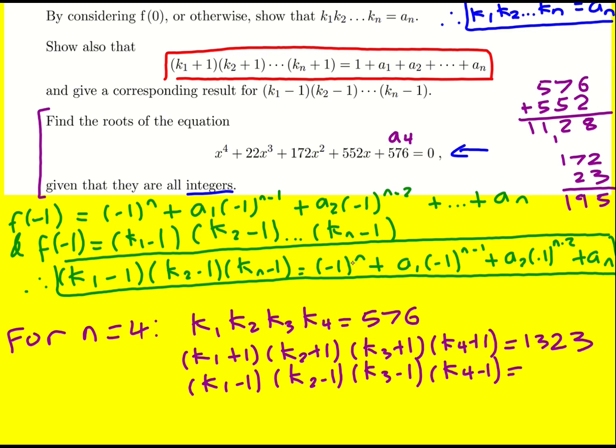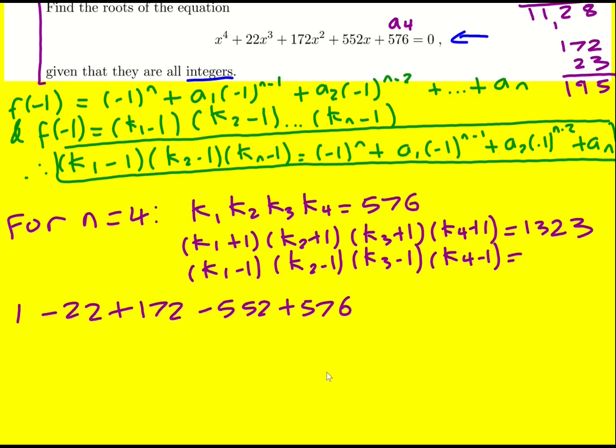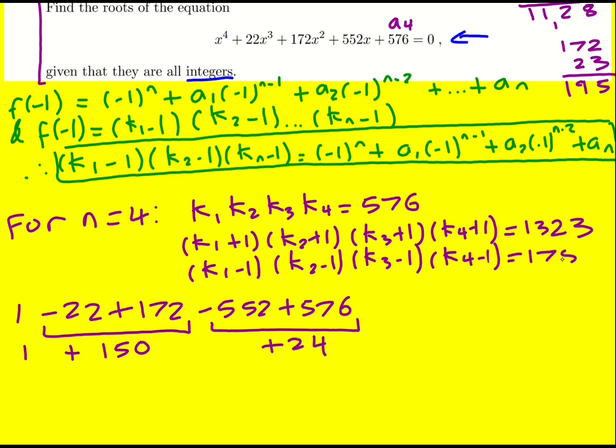Right, I'm now minus 1 to the 4 is going to be 1. Then I'm actually minusing the 22, adding the 172, minusing the 552, and adding the 576. So how best to do this? Probably best to just do it in pairs, actually. This quite nicely becomes 150. So it's going to be 1 plus 150. And over here, I'm going to be left with 24. That's going to give me 175.